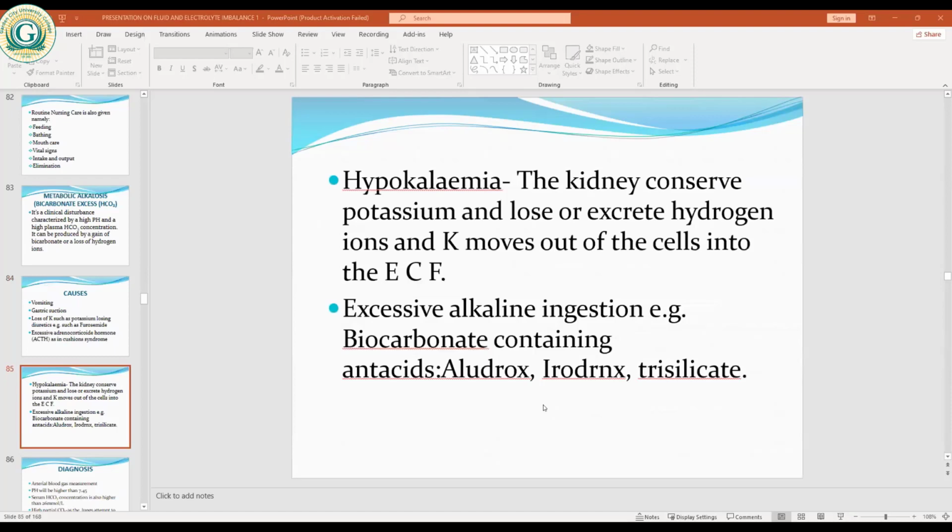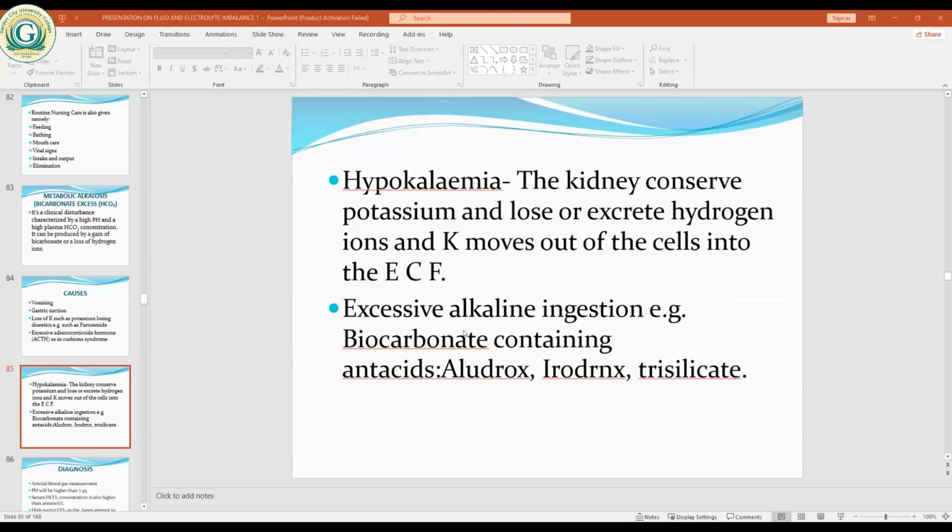Hypokalemia. The kidneys conserve potassium and lose or excrete hydrogen ions, and potassium moves out of the cell into the extracellular fluid. So once we are talking about this, it can be a cause, hypokalemia. So the kidney will definitely conserve hydrogen ions and excretions. Excessive alkaline ingestion.